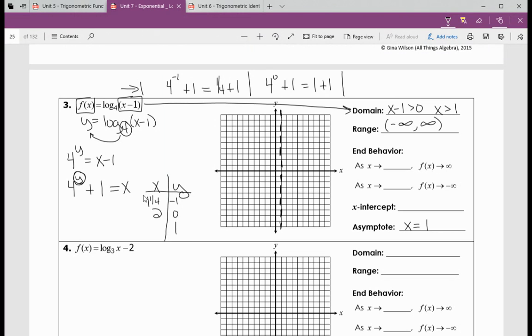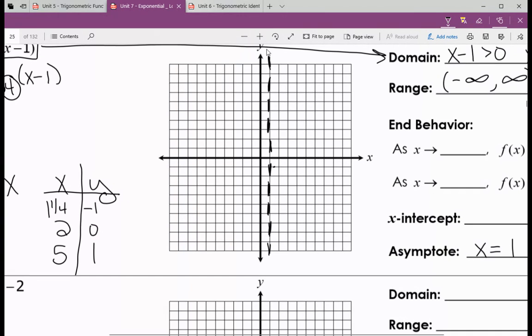And then I'm going to plug 1 in for y. So 4 to the first power plus 1. That would be 4 plus 1, which is 5. So when you plot these points, you're going to start really close to that asymptote that we drew in, the dotted line, and then at some point you're going to curve away. So when I go over to 1 1/4, I go down to negative 1. I'm going to enlarge that so y'all can see a little bit better.